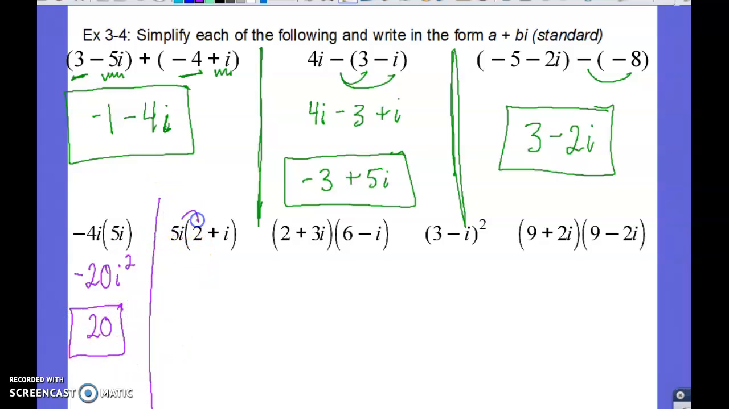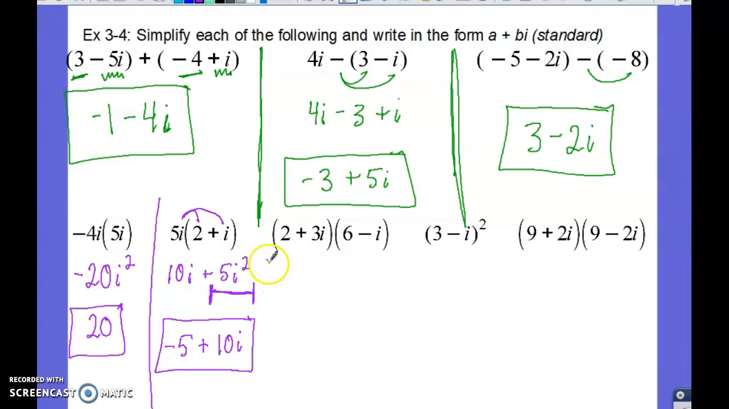Just like any monomial times a binomial, we're going to distribute. So we're looking at 10i plus 5i squared. But remember, i squared equals negative 1. And just a personal preference of mine, I like to write the real part first. So I'm going to rewrite this as negative 5 plus 10i. But a few things to notice is sometimes we can start with two imaginary things and end up with a real thing, which is sort of interesting.